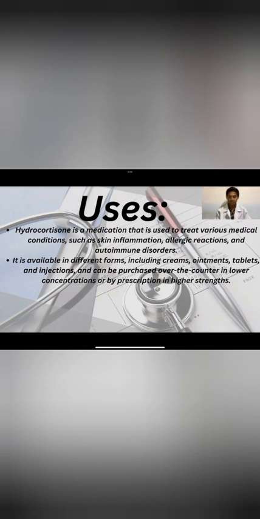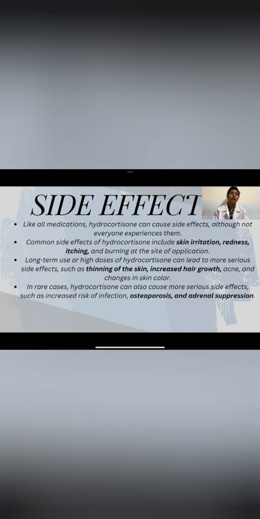Hydrocortisone is a medication that is used to treat various medical conditions such as skin inflammation, allergic reactions, and autoimmune disorders. It is available in different forms including creams, ointments, tablets, and injection, and can be purchased over the counter in lower concentrations or by prescription in higher strengths. Hydrocortisone is a corticosteroid hormone that works by suppressing the immune system response to inflammation and reducing the production of inflammatory chemicals in the body.